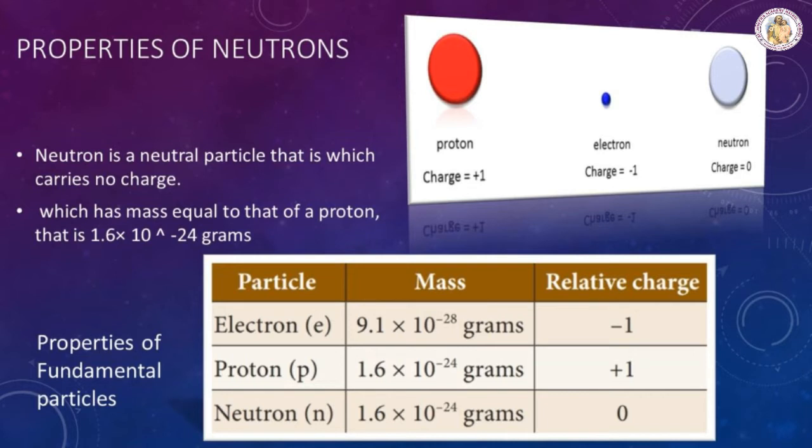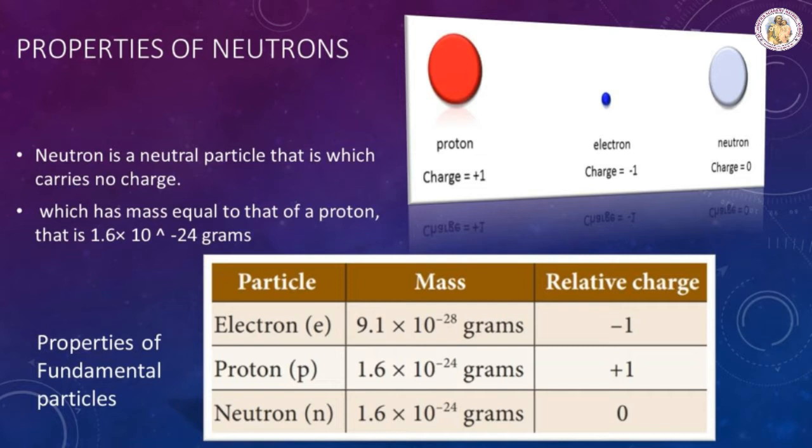Properties of neutrons. Neutron carries no charge. It is a neutral particle. It has mass equal to that of a proton, that is 1.6 into 10 to the power of minus 24 grams. Let's see the properties of fundamental particles. What are the fundamental particles? They are electron, proton and neutron.